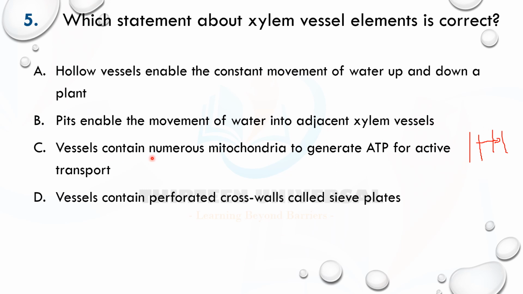But let's check the other option: vessels contain numerous mitochondria to generate ATP. Now, xylem vessels don't have organelles, they are empty, hollow.